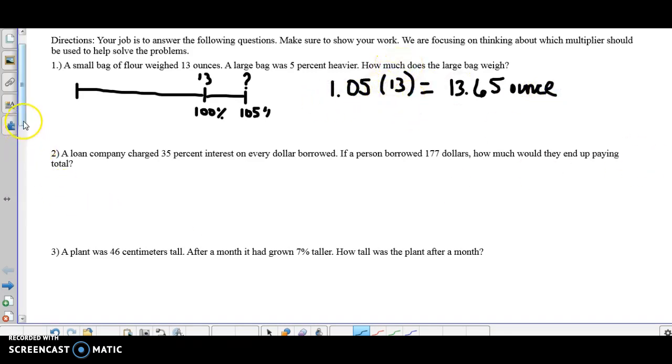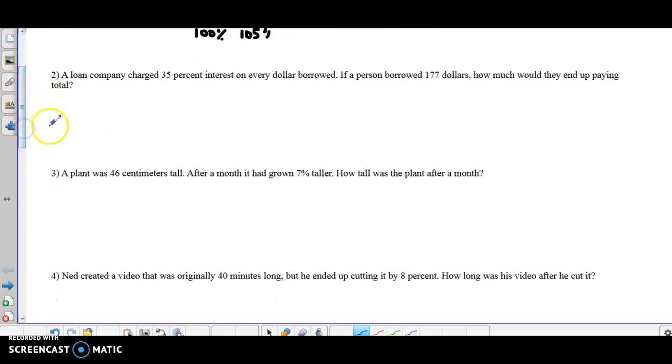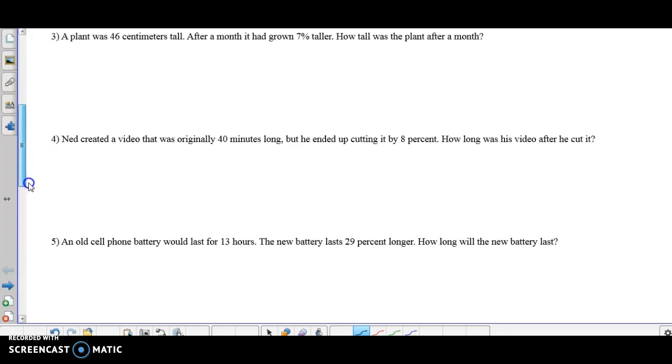Okay, so that's one problem. You need to show your work for that one. Then you're going to work on 2, 3, and then I'm going to jump down to 4, because 4 is just a little bit different. It says Ned created a video that was originally 40 minutes long, but he ended up cutting it by 5%. And cutting is kind of a key word because that's telling me I'm going to have to do some subtracting. And again, I'm going to show this two different ways. First way is kind of similar to what I did before. Here's my total length, which is 40 minutes.